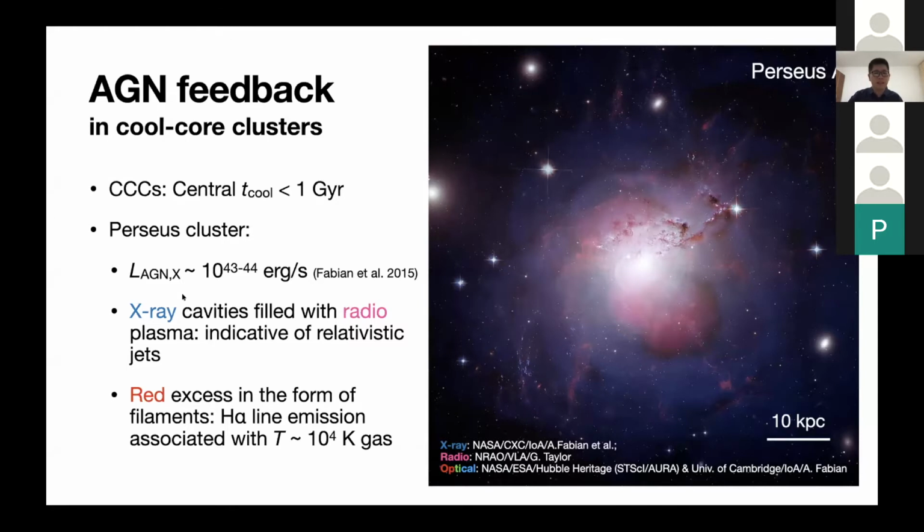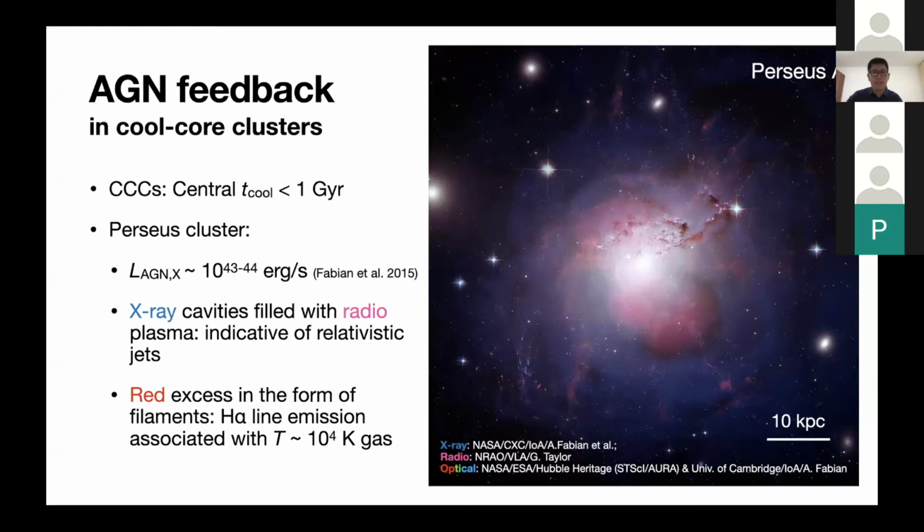It has a central AGN with an X-ray luminosity of about 10 to the 43rd ergs per second. And the AGN feedback can be beautifully summarized by this composite image on the right. You can see in violet, there are X-ray cavities that are inflated with radio plasma. So it suggests that in the past, it was inflated or driven by relativistic jets. At the same time, you can see in the optical range, there are these filamentary red excess, and these are H-alpha emission that's usually associated with 10 to the 4th Kelvin gas.